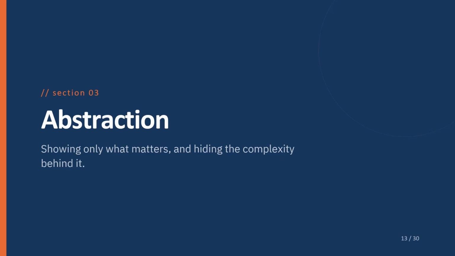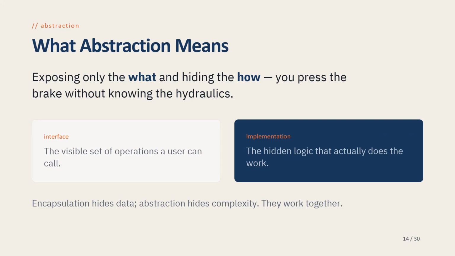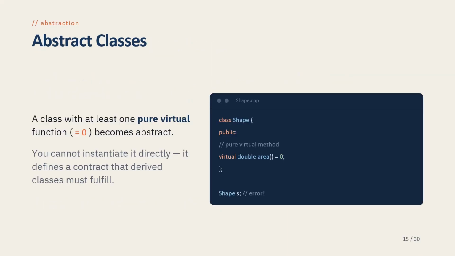Next comes abstraction. Abstraction means showing only the essential features while hiding implementation details. Users interact with an object through a simple interface without worrying about its internal working. Here is an example.